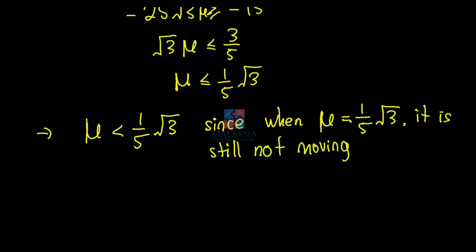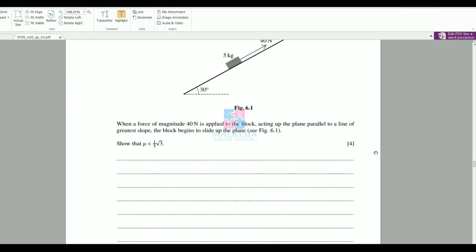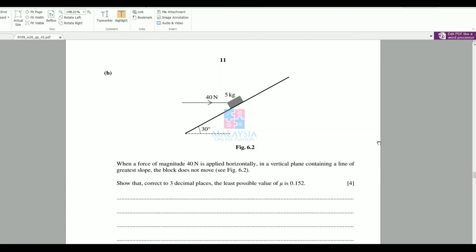That is the thing. So we need something which is less than this, okay? So this will be the final answer for question number 6, part A. And for part B, when a force of magnitude 40 Newton is applied horizontally in a vertical plane containing a line of greater slope, the block does not move. Show that, correct to 3 decimal places, the least possible value of mu is 0.152.